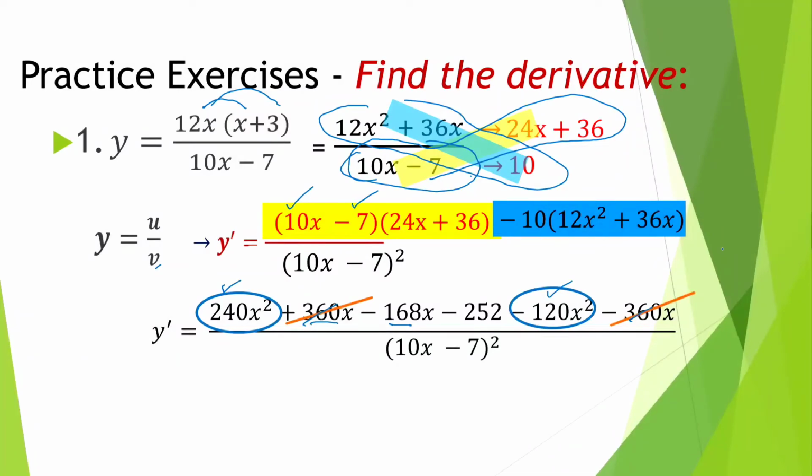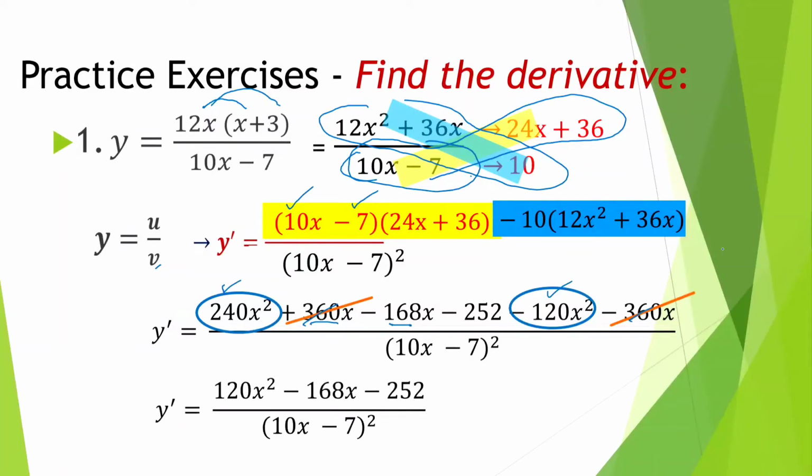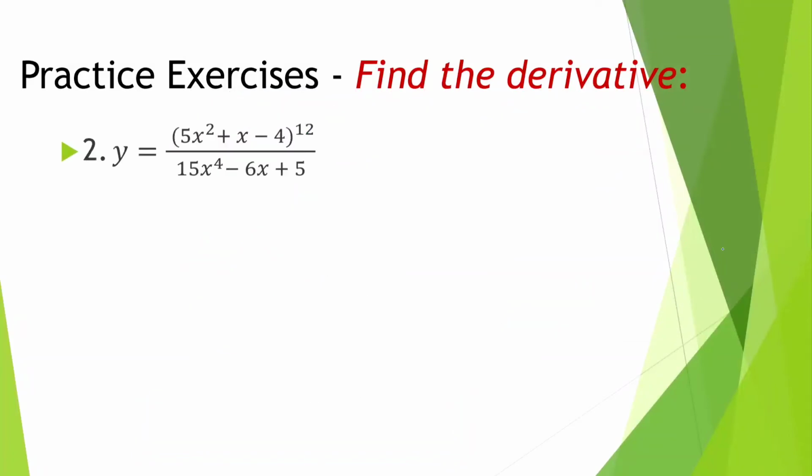Okay. Tapos negative 168 na lang. So we have (120x squared minus 168x minus 252) all over (10x minus 7) quantity squared. Okay. Yun. So let's go to number 2.